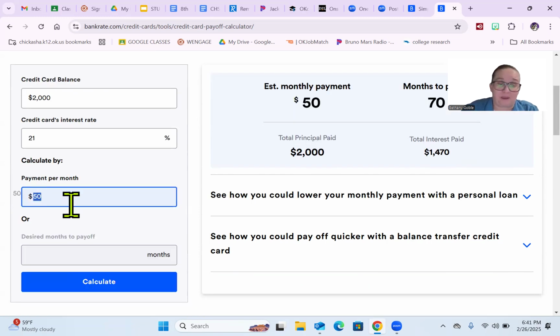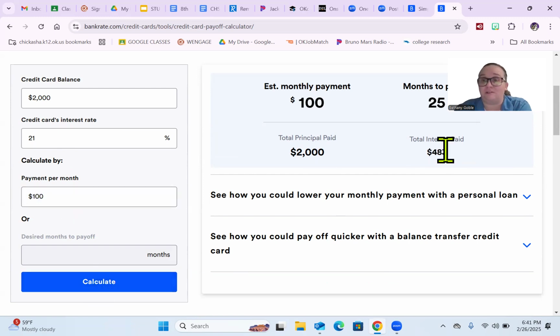If I could pay even $100 a month, right? Look at the difference it made. So me saying I could pay $100 a month, it's only going to take me a little over 2 years to pay compared to 70 months, which is over 5 years. And I only paid an extra $483. Still, that's $483 that I'm giving away, but it's way better than that $1,400.